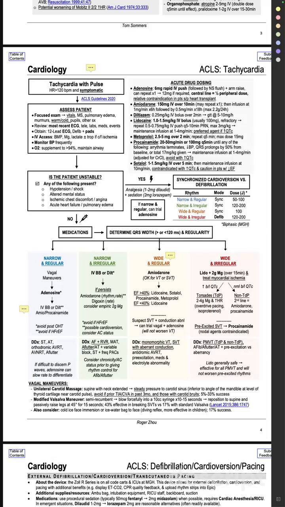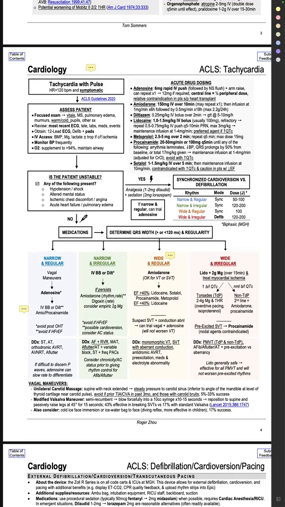First of all, what does narrow mean? So narrow is less than 120 millisecond QRS. That's 3 small boxes. If it's less than that, it's a narrow rhythm. And is the rhythm regular? So is there a regular rate between the QRSs, or does the width increase and decrease? So that determines if it's regular or irregular.